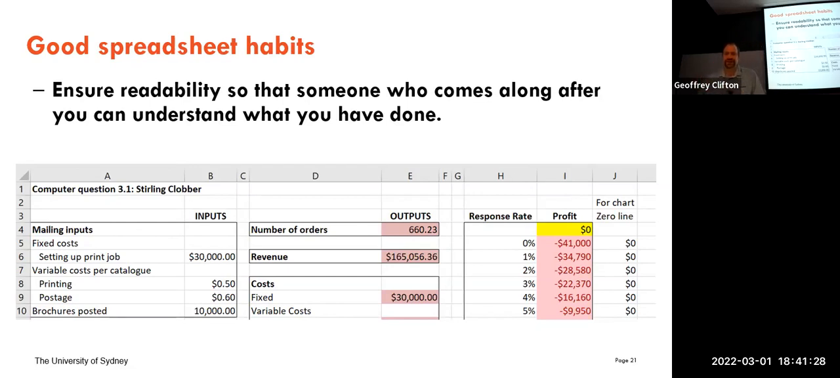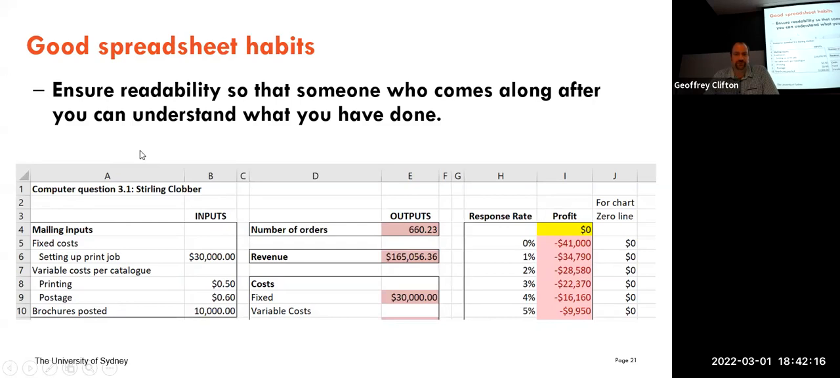First good habit is make sure your model is readable so that someone who comes along after you can understand what you've done. That person may even be you coming back 6 months from now. So here's an example. This is the one we're going to be looking at tonight. You'll notice that the inputs are separate from the outputs and both are clearly labeled. There's use of colors, bold text, formatting. It's all quite straightforward. And even if you don't know anything about the problem, you should be able to understand what it's talking about and what it's doing in general, just by looking at it.